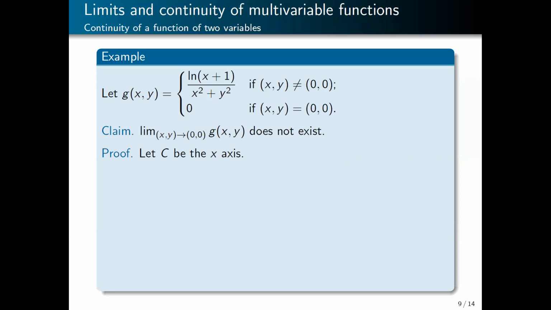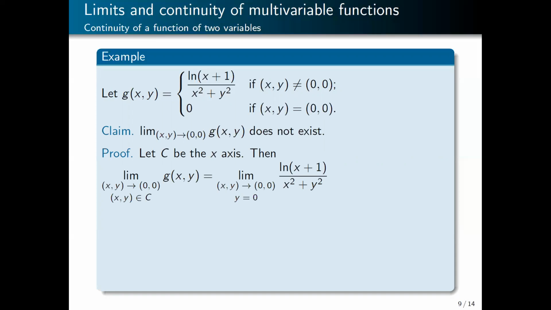Indeed, let C be the x-axis. For (x,y) arbitrarily close but distinct from (0,0), g(x,y) is given by the natural logarithm of (x+1) over (x squared plus y squared). So the limit of g as (x,y) approaches (0,0) along C is equal to the limit of the natural logarithm of (x+1) over (x squared plus y squared). Since the equation of the x-axis is y equals 0, this is equal to the limit of the natural logarithm of (x+1) over (x squared plus 0 squared) as x approaches 0.